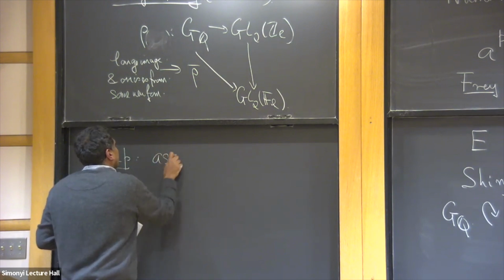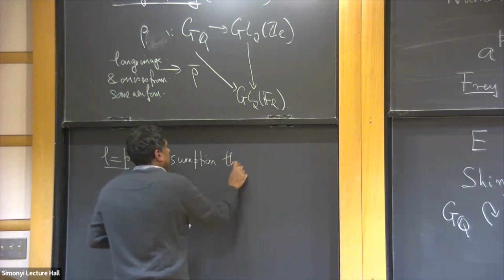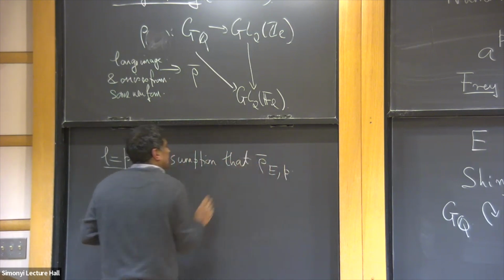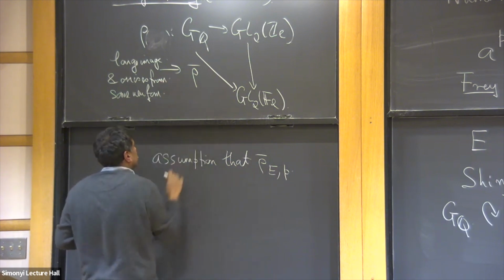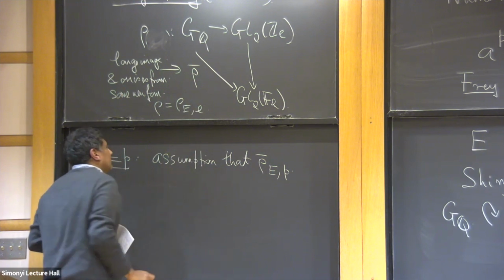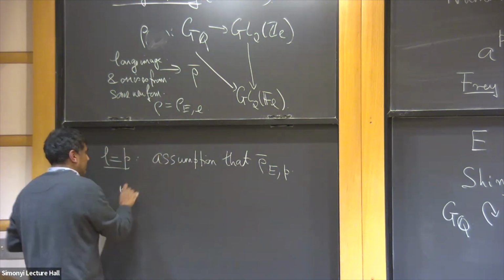Assumption that rho bar EP is modular is not good. It leads to some circularity, right? Or this rho bar, this rho could be a rho EL, right? So if you look at the prime L equal to P, then the assumption introduces some circularity in the argument to prove Fermat's last theorem.